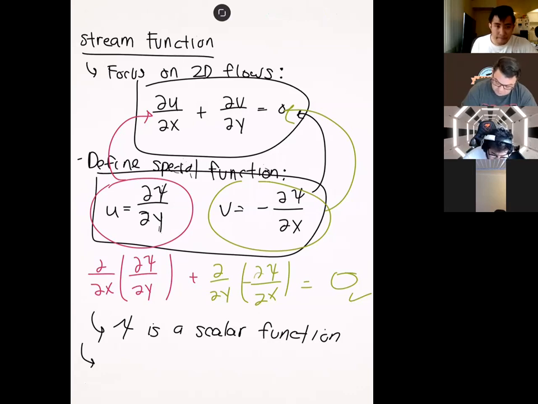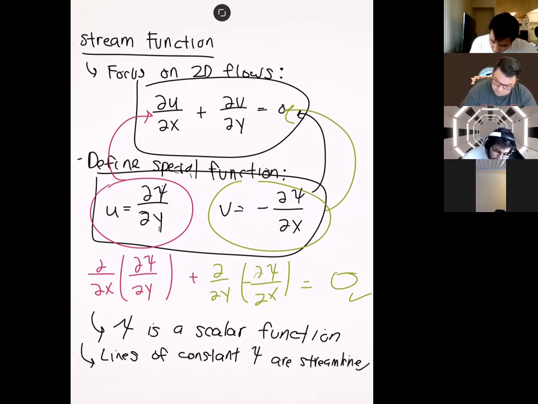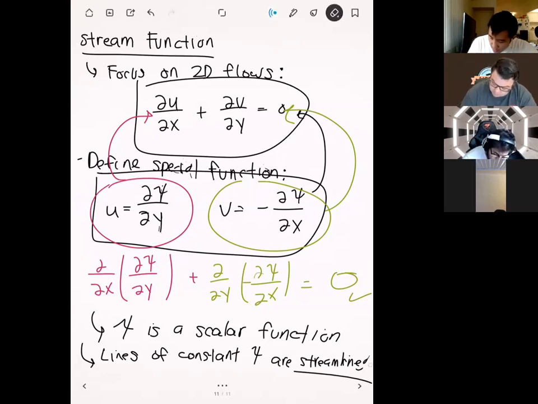And then the other nice thing is that if you have constant psi, or in other words, lines in your flow field where psi is constant, these are going to be our streamlines. And so if you recall from a couple weeks ago, streamlines are nothing more than lines that follow the flow.